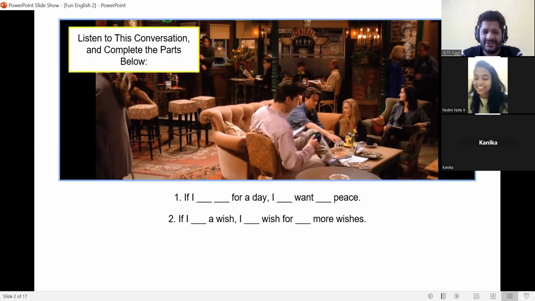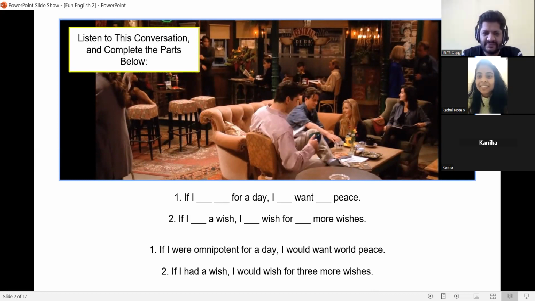Okay. I'll show you the answers and then we can compare them with the audio. If I were omnipotent for a day, I would want world peace. If I had a wish, I would wish for 3 more wishes. Actually, one is at the beginning, the other is at the end. One is spoken by Phoebe at the beginning. The second one is spoken by Rachel at the end. Now you have seen the answers. Just compare them with the audio.